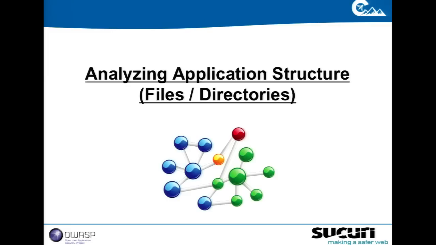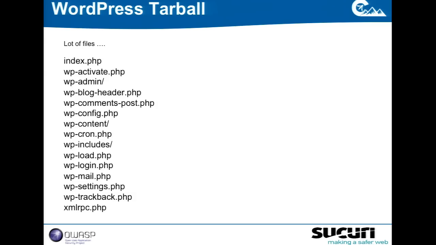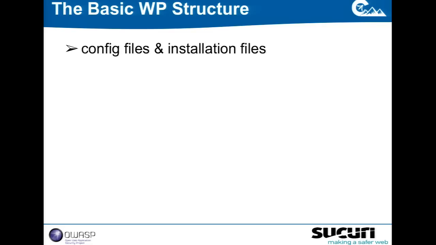So the second step, we need to analyze the file directories and structure. We have file directories, permissions, monitoring stuff. If you get a WordPress tarball, you have a lot of files. If you Google, some guys have written about the files and directories, and that's really cool. But you need to focus. If you take care of all the files all the time, you get crazy. So what's the basic structure?